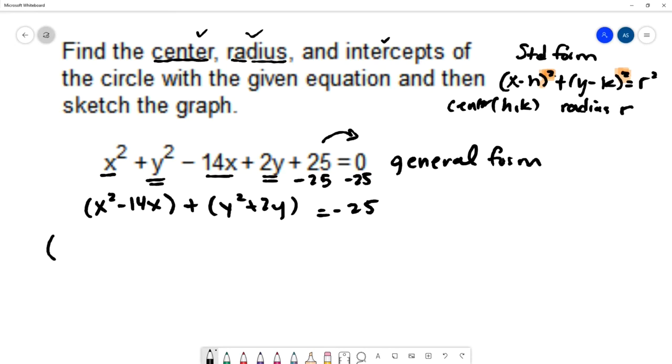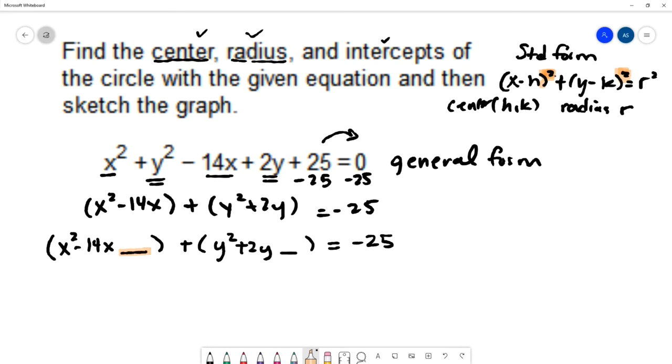Now, within these groups, we need to add a term in order to make this perfect square that we want. We also need to remember that whatever we add to one side of the equation, we have to balance and add the same thing to the other side of the equation. Now the number or term that we add here, I like to call it the magic number. So we're going to find the magic number for the x's.